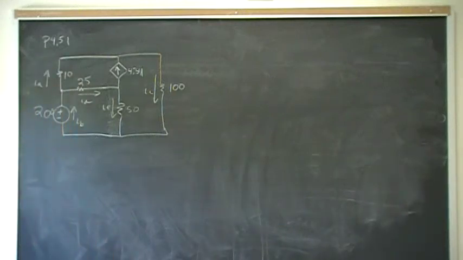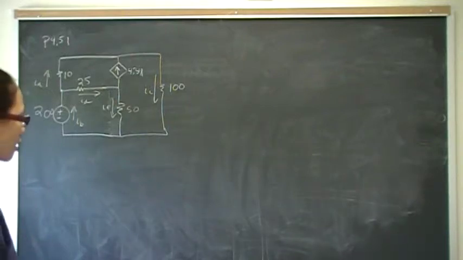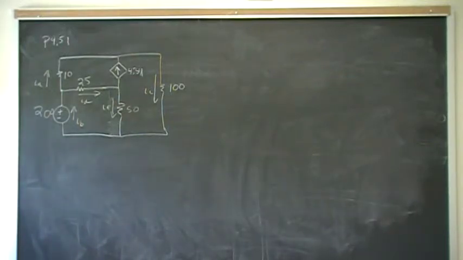We're going to use the mesh method because this section is on the mesh. In order to solve this problem, you have to understand some key concepts. Concept number one is that the mesh method uses KVL, which is Kirchhoff's voltage law. It says that the sum of all the voltage drops around a closed mesh must equal 0.